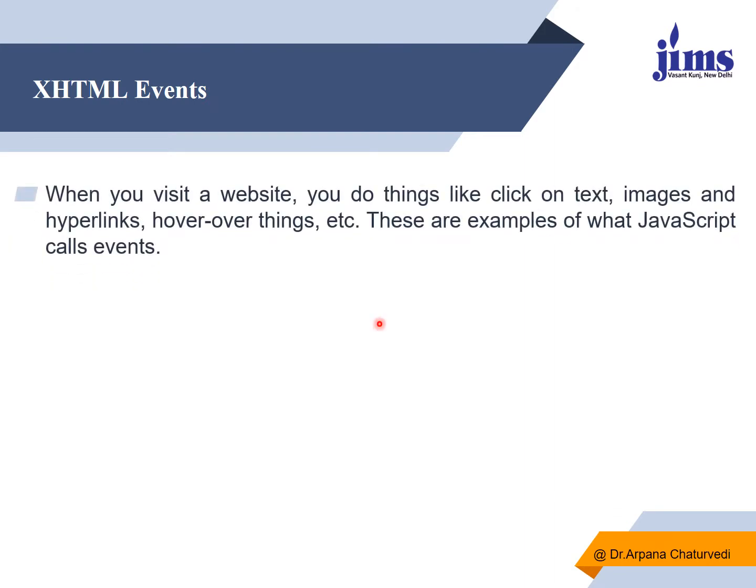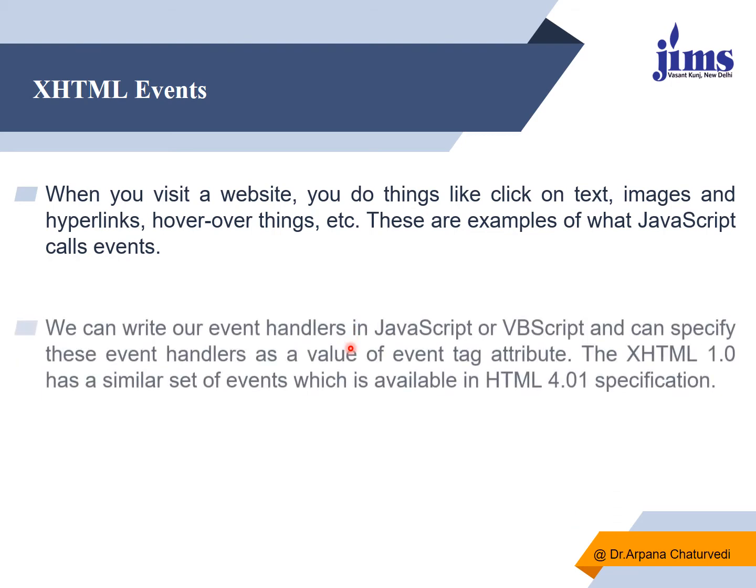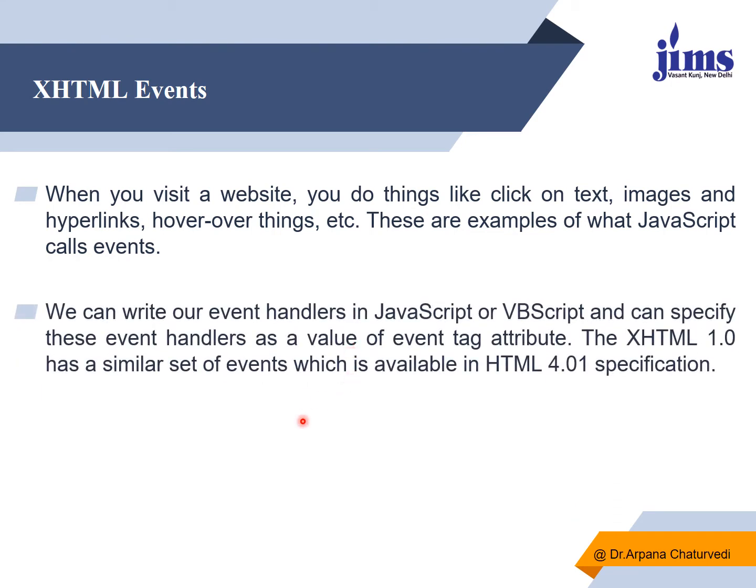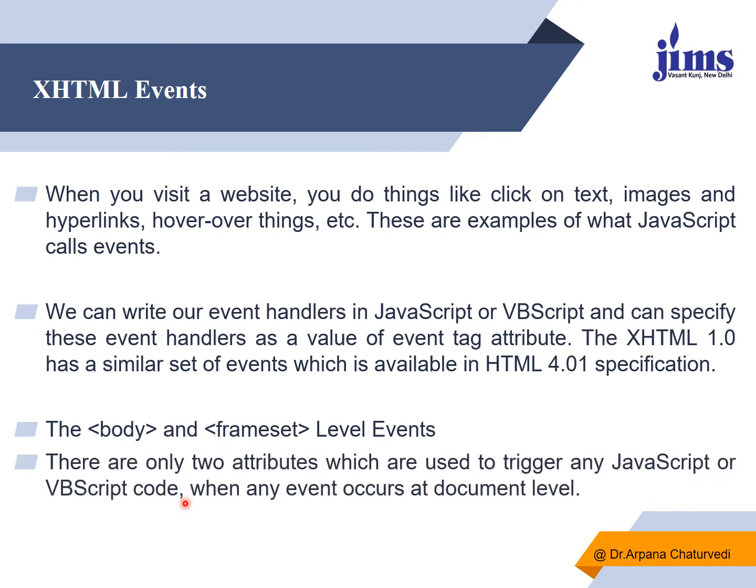XHTML events, we can perform different events also. We can trigger different events by clicking on text, images, hyperlinks, or you can say we can hover the mouse over anything. We can write our own event handlers also in JavaScript or VBScript. We can specify our event handlers as the value of event tag attributes. XHTML 1.0 has a similar set of events which is available with HTML 4.0 also. The body and frameset level events are there. There are only two attributes which are used to trigger any JavaScript or VBScript code when an event occurs.